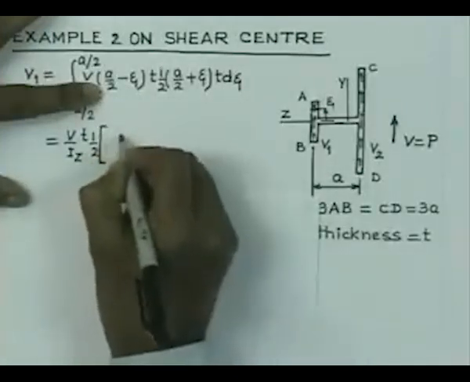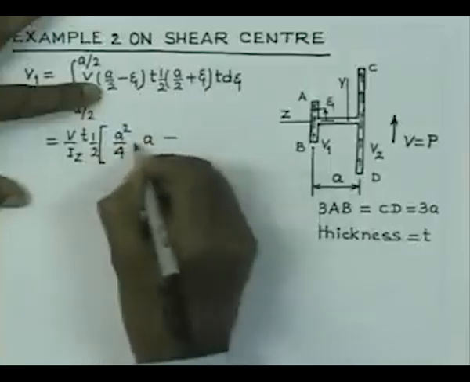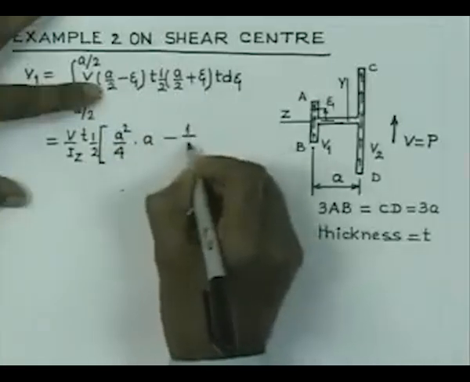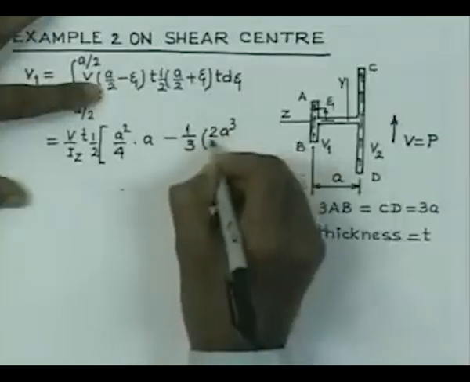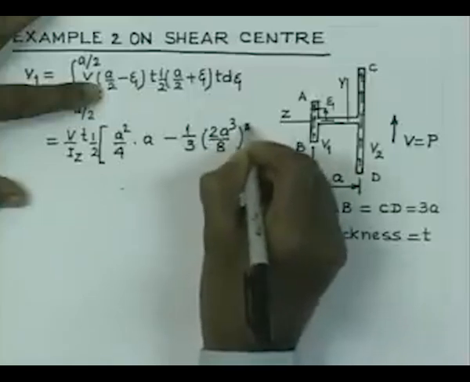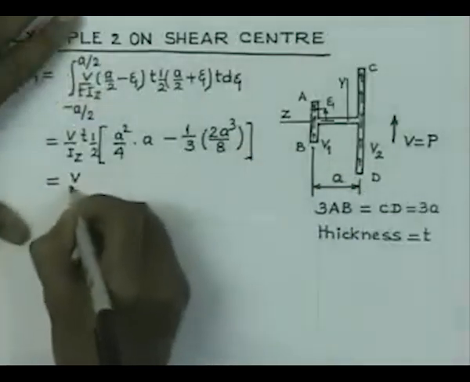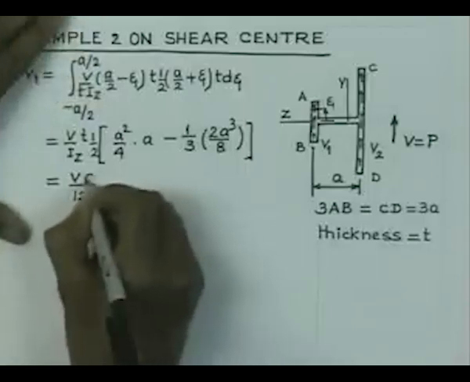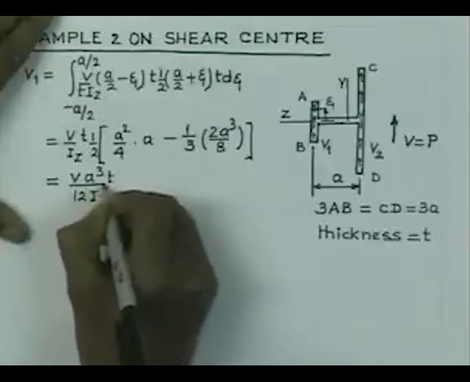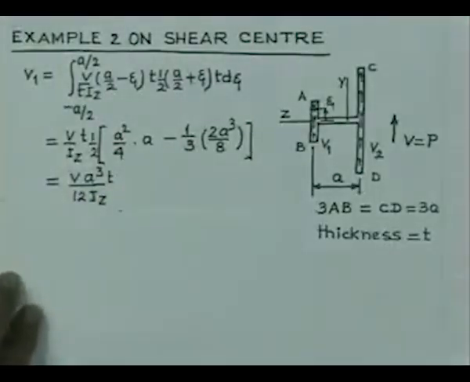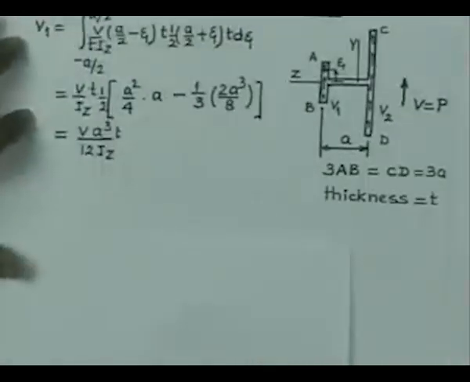So, we will have A square by 4 into A minus the integration of xi square, which is 1/3 into 2A cube by 8. So, that is the integration, and it gives us a value equal to V by 12 A cube T into I z. So, that is the shear force acting on the leg AB. Similarly, V2 can be calculated.